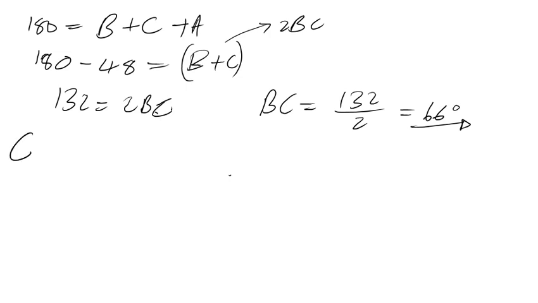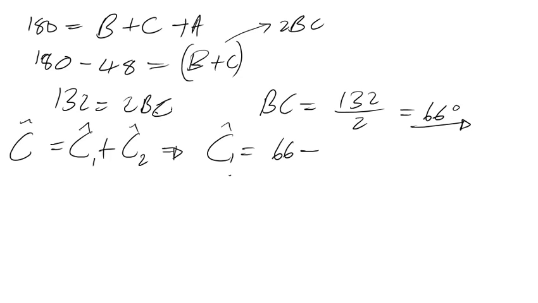Then we're going to find, what are we looking for? We're looking for angle C1, right? C1 is equal to, and B1. Okay, let's do this. Let's just say the whole of C, angle C, is equal to angle C1 plus angle C2. So angle C1 will be equal to, we can make it X, 66 minus. What did we get?